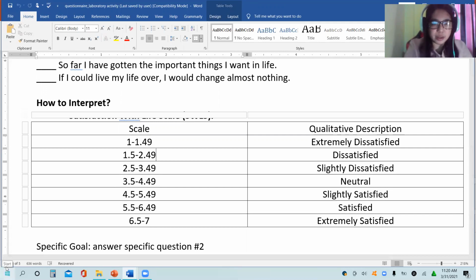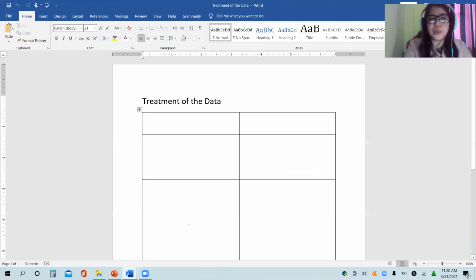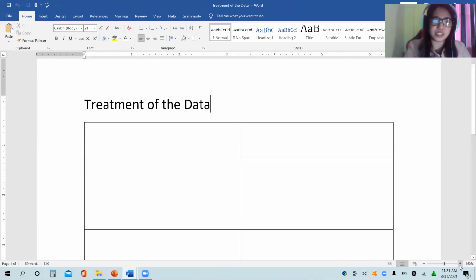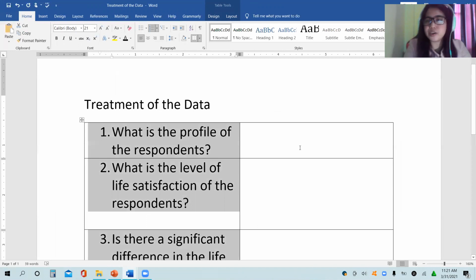Okay, let us also go back to the treatment of the data. These are the things that you need to consider before coming up with your analysis. You have to go back to your paper. What are the problems that need to be solved? How will you answer the questions and all other stuff. Okay, so what are again our problems? Let us place our problems here. These are the problems.